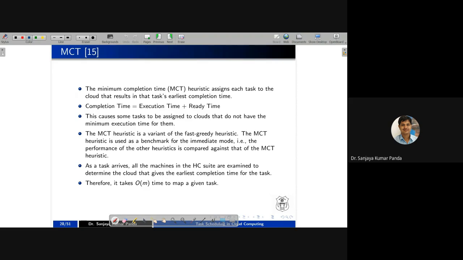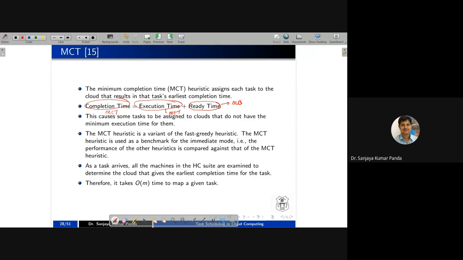Like if you look into this particular formula, you can say the ready time is considered in the case of OLB. Execution time is considered in minimum execution time, and completion time is considered in this heuristic, that is MCT. So MCT takes the advantages of what? MET as well as OLB. It takes execution time into consideration. It also takes ready time into consideration in order to assign to different cloud.